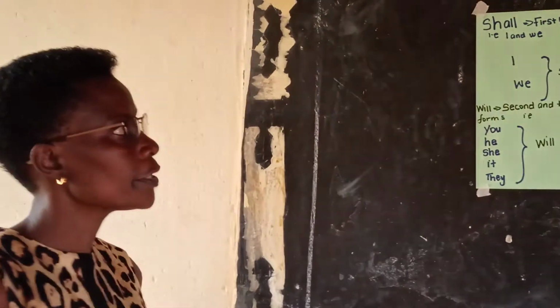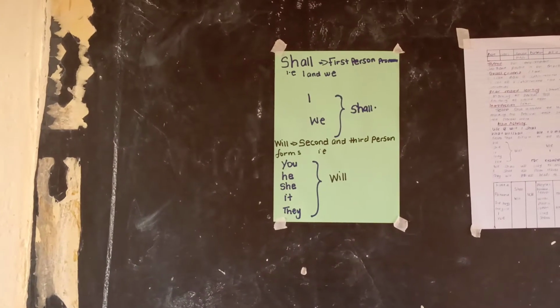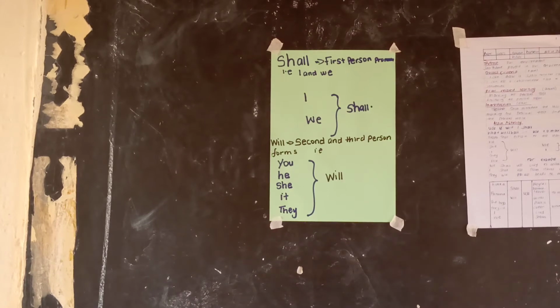Yes, we are looking at the use of shall and will. Shall is the first person pronoun and it matches with I and we. For example, I can say I shall go to school, and we can say we shall go to school. And then will is the second and third person forms. That is you, he, she, it, they. Those ones go with will.